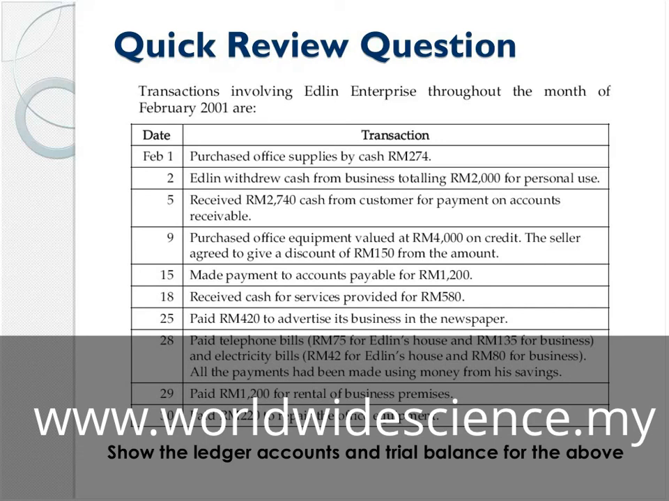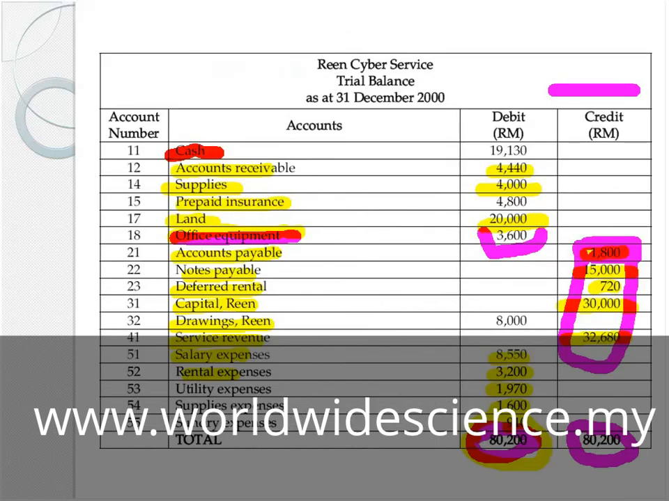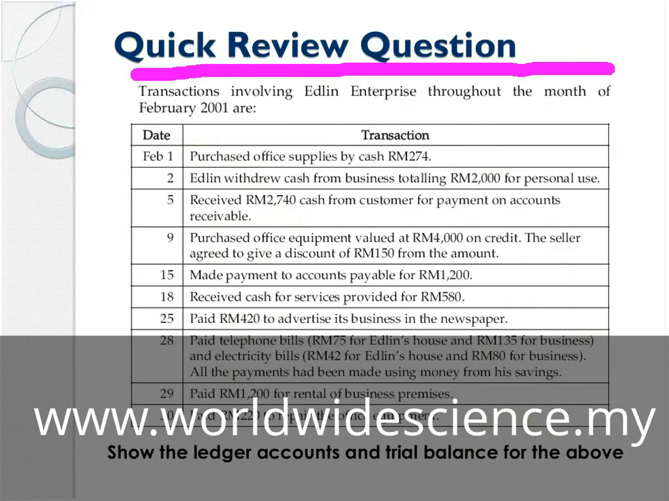So this will be the homework, the quick review question. Take these transactions and put them on the trial balance correctly. You must identify, for example, purchase of office supplies by cash, where we should put it, on the debit side or on the credit side.